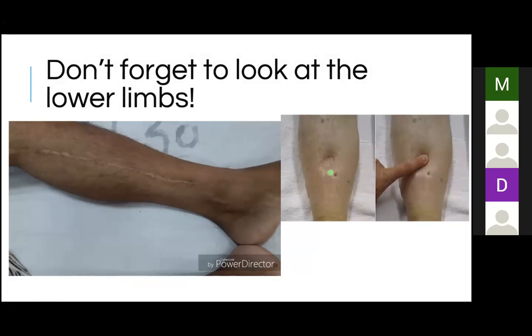So you should press for 5 seconds. Don't press too hard because it can be quite painful when patients have edema. And then you see an indentation which will last a few seconds, indicating edema.